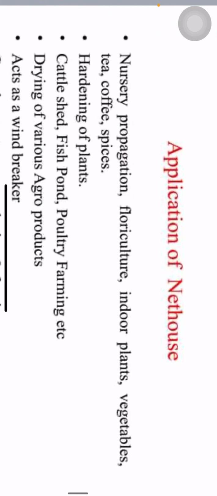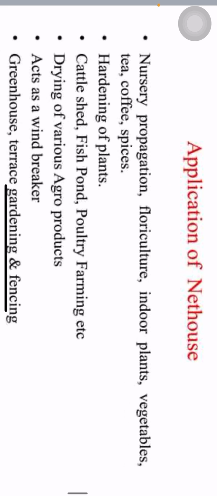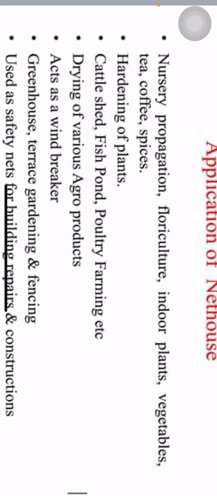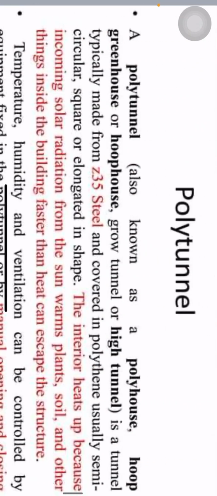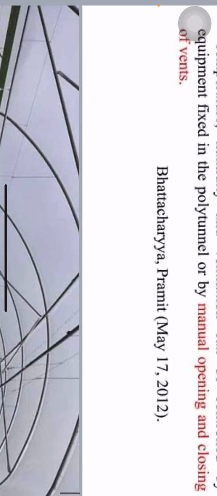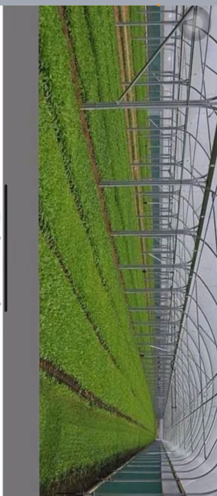Next is the application of net houses: nursery propagation, floriculture, indoor plants, vegetables, and hardening of plants, each with a different characteristic for application. Net houses are also used for drying various agro products, and act as a windbreaker for a greenhouse or polyhouse. Then this is a polytunnel. A polytunnel is a tunnel or hoop greenhouse covered with some material for cultivating crops inside the area.